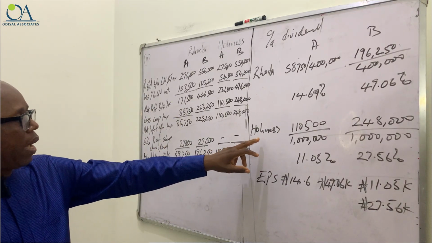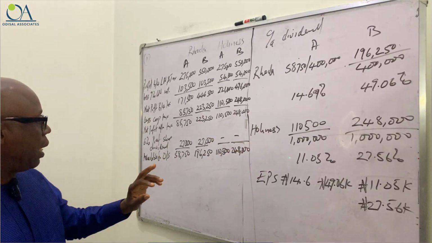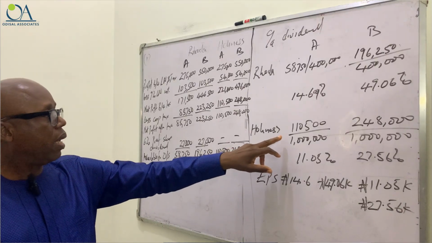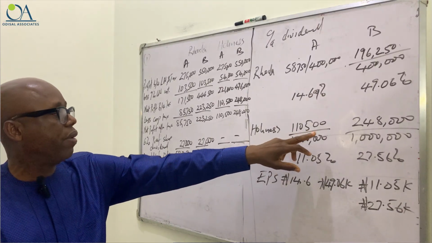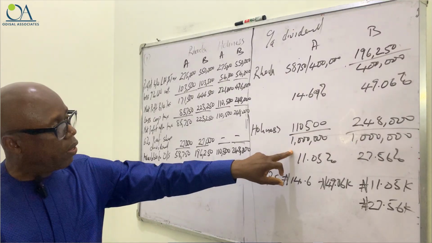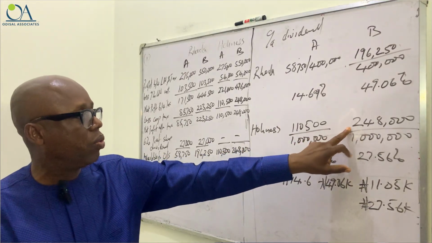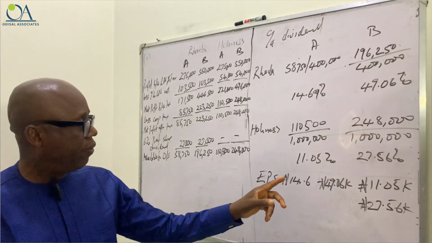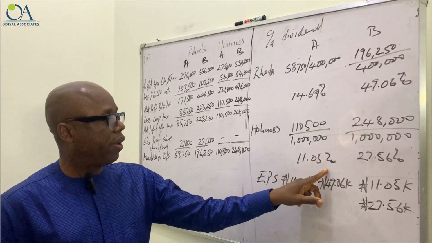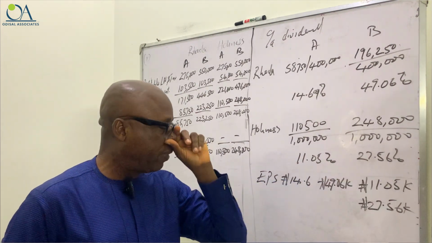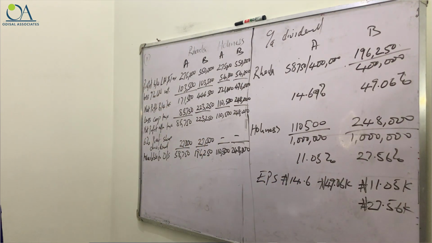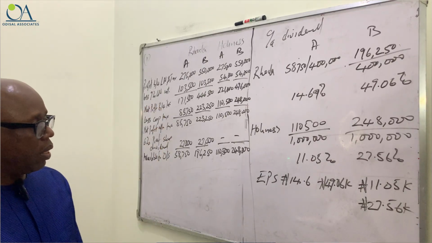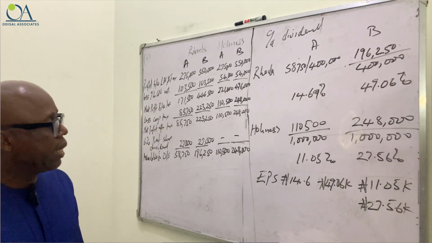Now, we also have holiness. As we have seen, the amount available to the shareholders is 110,500 over their shares, 1 million. And then in the second scenario, 248,000 over their shares, 1 million. So you have 11.05% and 27.56%.